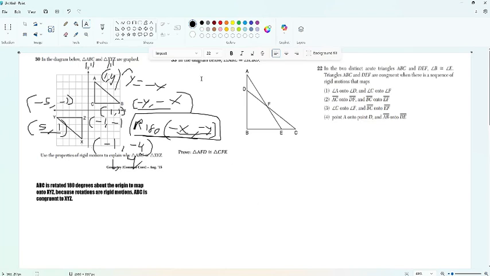Alright, so next problem. We can see in the diagram below, triangle ABE is congruent to CBD. I'm going to let Professor Kayden take you on this problem.